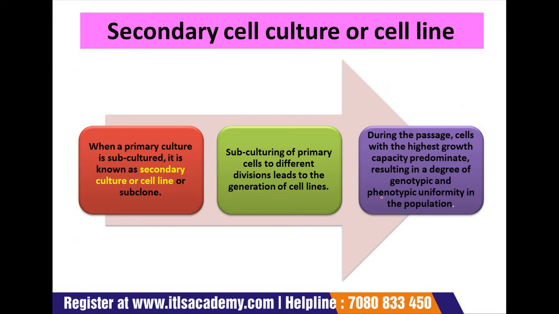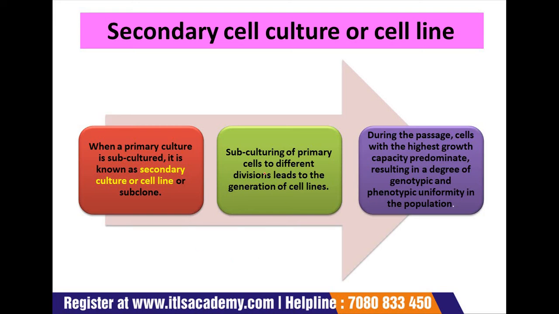Now we will discuss the secondary cell culture or cell line. When a primary culture is subcultured, it is known as secondary culture or cell line or subclone. The process involves removing the growth media and dissociating the adherent cells, usually enzymatically.